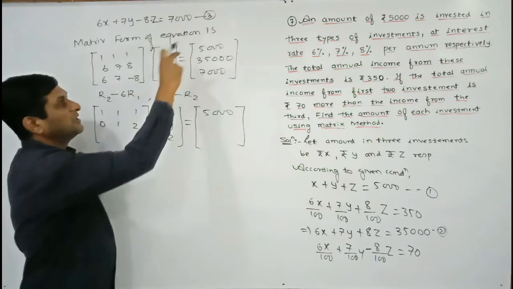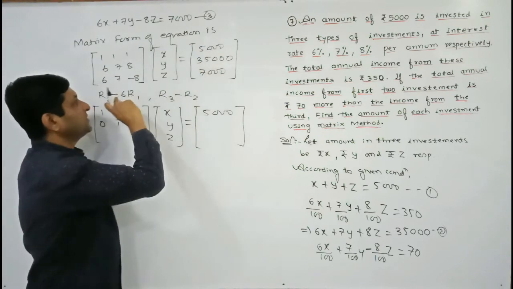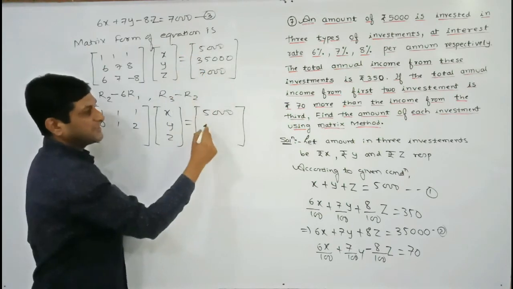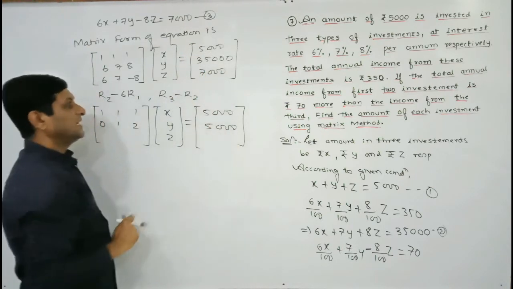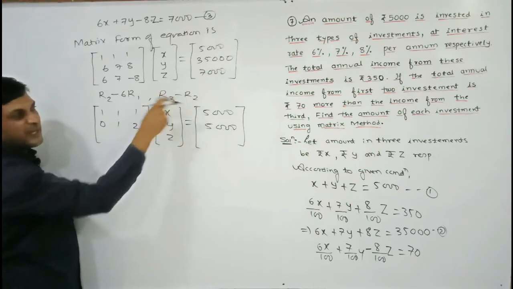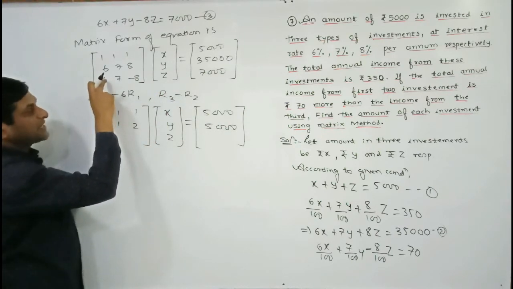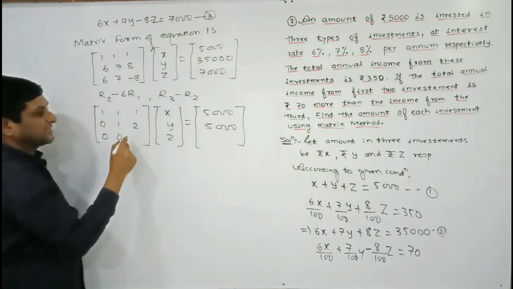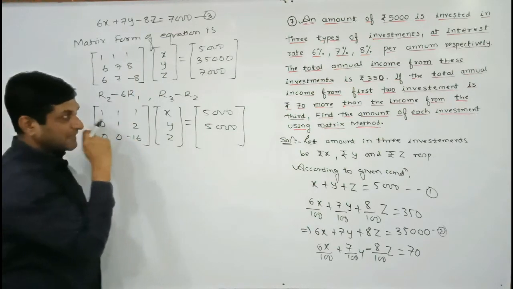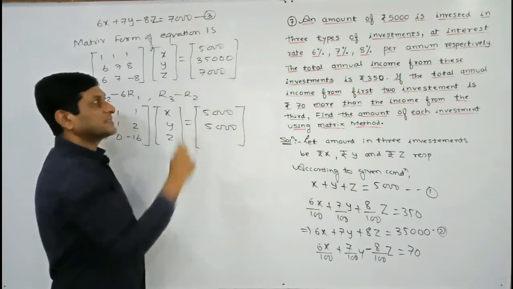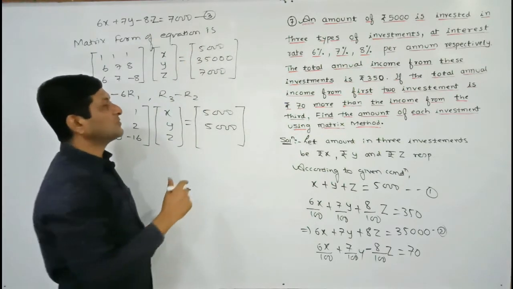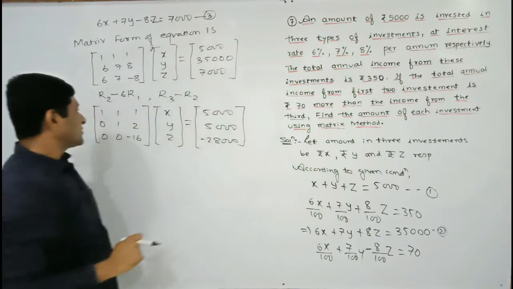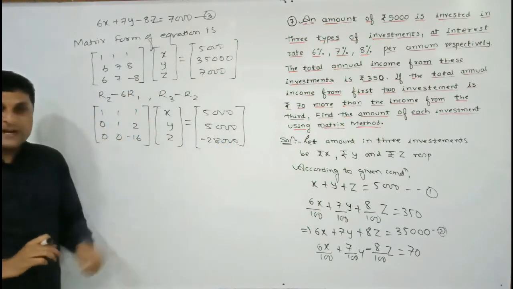On this side, 5,000 into minus 6 is minus 30,000, minus 30,000 plus 35,000 will be 5,000. Now perform this operation on the element of R3, R3 minus R2: 6 minus 6 is 0, 7 minus 7 is 0, minus 8 is minus 16, and on this side 7 minus 35 will be equal to minus 28,000. So here we can observe that the first matrix becomes what?